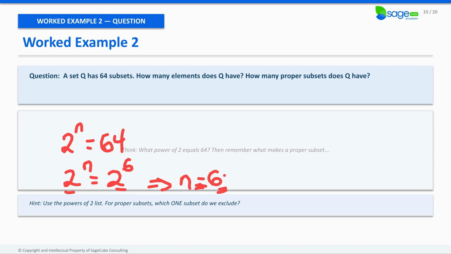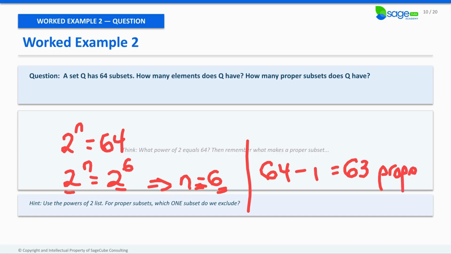Now, how many proper subsets do we have here? Proper means that we have to take away the full set, the one that has all the 6 elements. So we are going to have our 64 minus 1, exactly. So 64 minus 1, and that's what? 63 proper subsets. So we have 63 proper subsets.